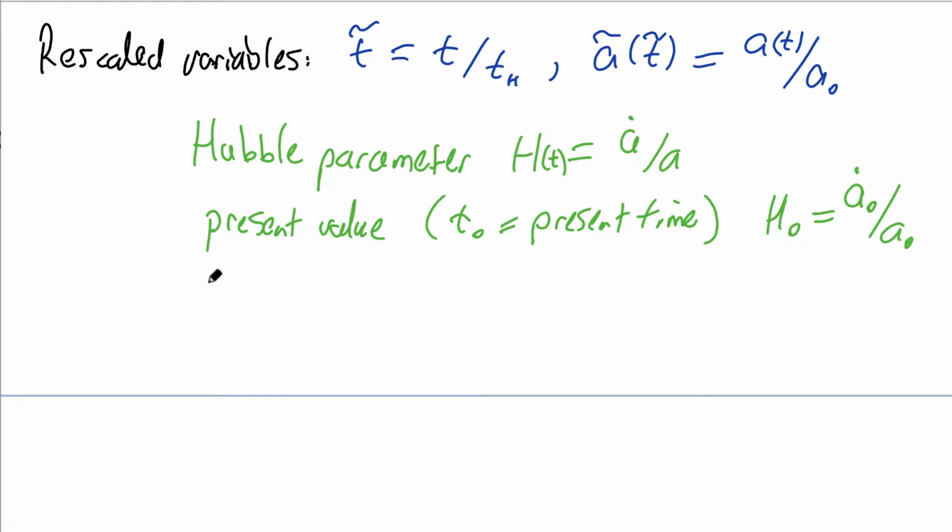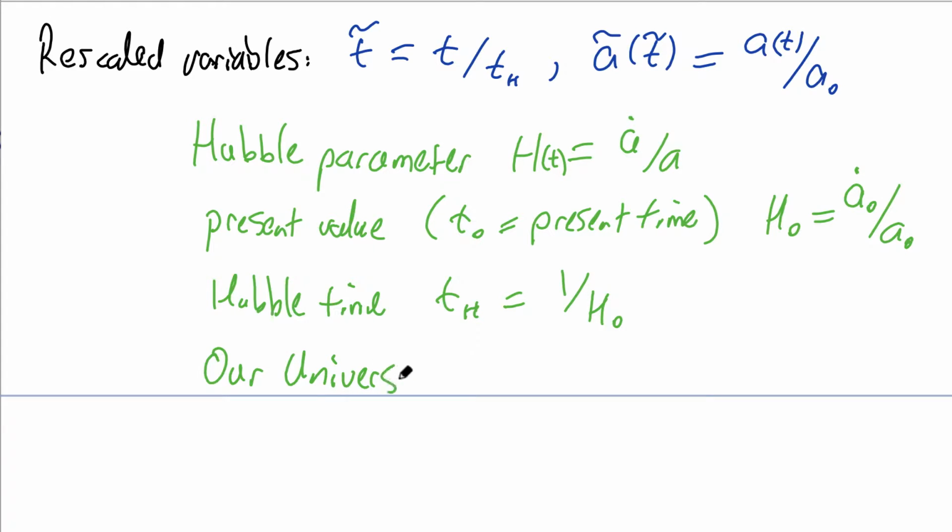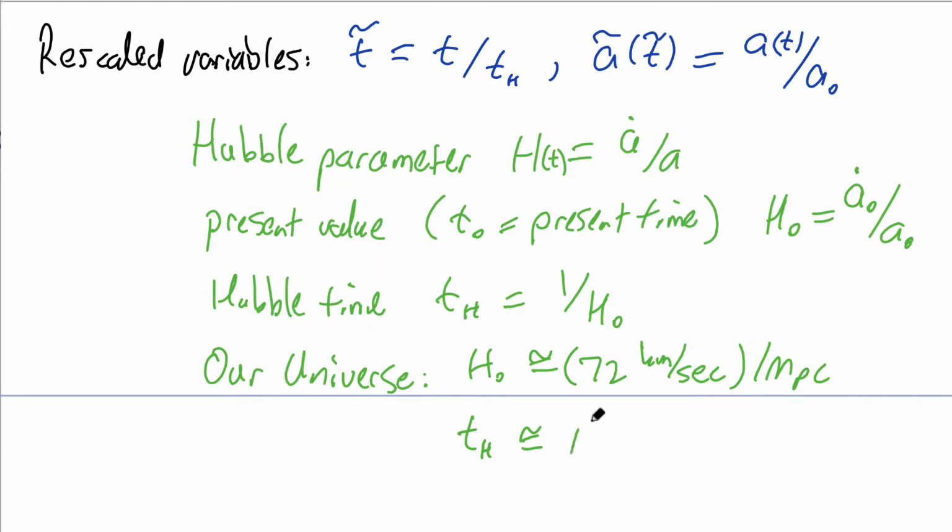And the Hubble time, t sub h, is just 1 over the present value of the Hubble parameter. For our universe, observations show that the present value of the Hubble parameter is approximately 72 kilometers per second per megaparsec. And the inverse of h naught, t sub h, is approximately 14 billion years.